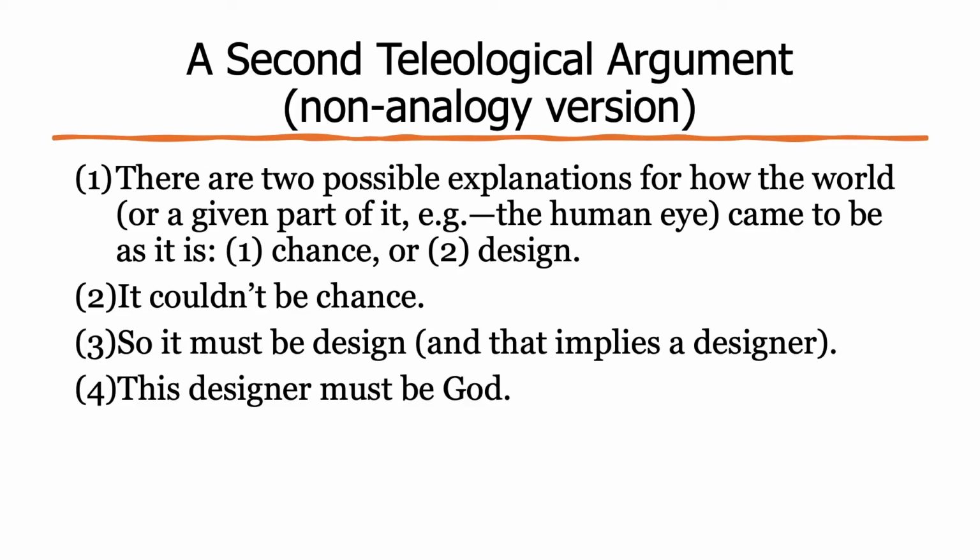So if we imagine the argument in this formation, it would say, there are three possible explanations for how the world, or a given part of it, for example the human eye, came to be as it is. One is chance, the other is design, and the third is evolution. Now, if the argument is going to follow this form, it has to say it couldn't be chance, and then it would also have to say that it couldn't be evolution in order to arrive at the premise that it must be design, and for this to imply a designer.